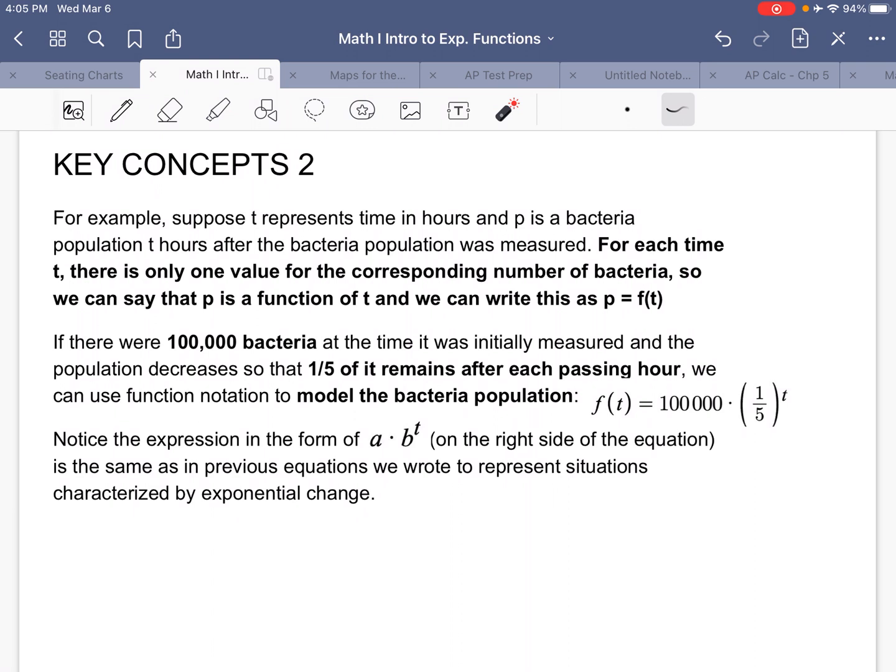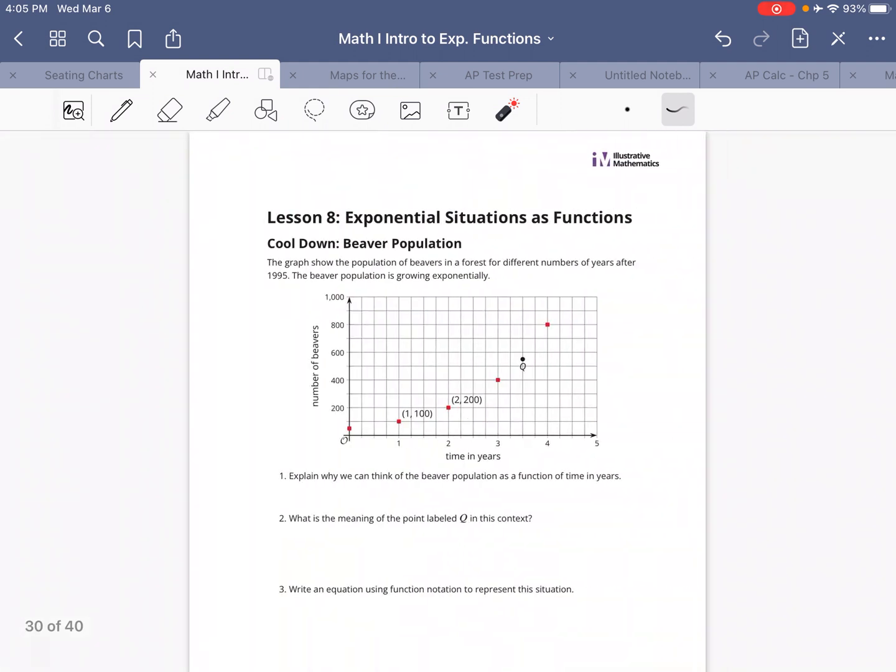Notice the expression in the form of a times b to the t on the right side is the same as in previous equations we wrote. We're just using function notation now. So let's take a look at this.